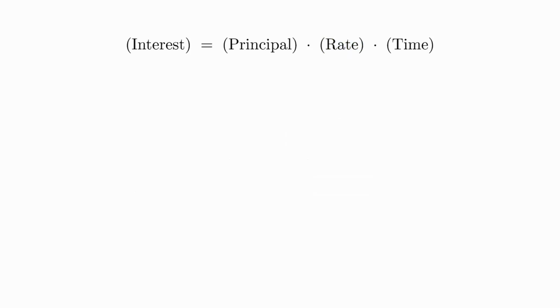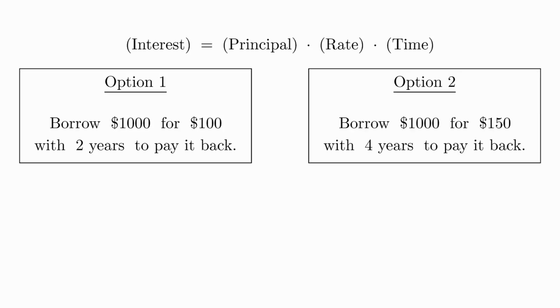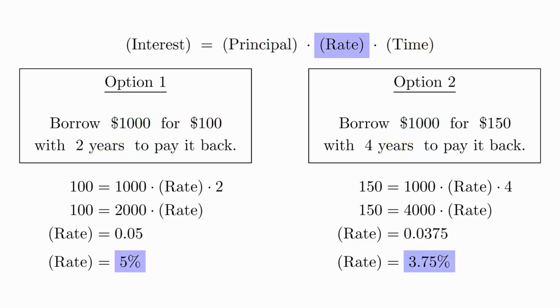Let's say you want to borrow $1,000 and you have a choice of two loan options. Option 1. It will cost you $100 to borrow the money and you have 2 years to pay it back. Option 2. It will cost you $150 to borrow the money and you will have 4 years to pay it back. Let's calculate the annual interest rate for both of these scenarios. We can see that option 1 has a higher interest rate than option 2, but the actual amount paid in interest is lower. The difference is in the amount of time that you have to pay back the loan.